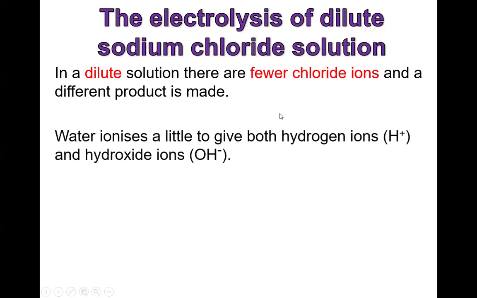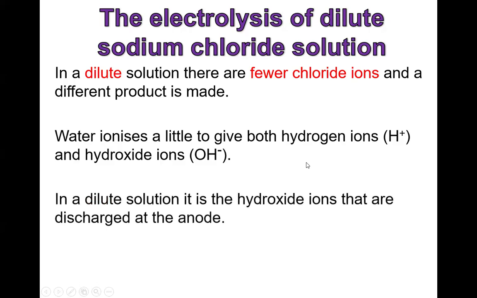Water ionizes a little to give both hydrogen and hydroxide ions. In dilute solution, it is the hydroxide ions that are discharged at the anode. Remember that in the concentrated sodium chloride solution at the anode, chloride ions were in so much more concentration compared to hydroxide ions that they were getting discharged. But in this case, hydroxide ions will get discharged because now they are in relatively higher concentration. The product at the cathode is literally the same.